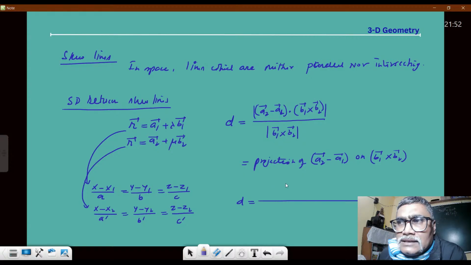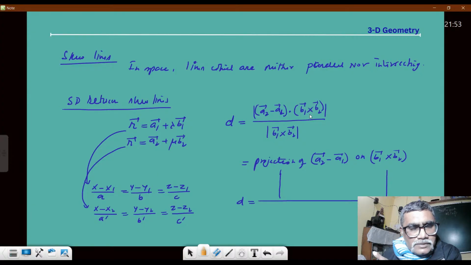Let me write the determinant. I can directly write the expression also, but it may be a little difficult to remember. How will you remember what determinant will be written? Listen carefully and you will never forget. Whenever you find the cross product of two vectors, the first row is i cap, j cap, k cap, the second row is the components of the first vector, and the third row is the components of the second vector.